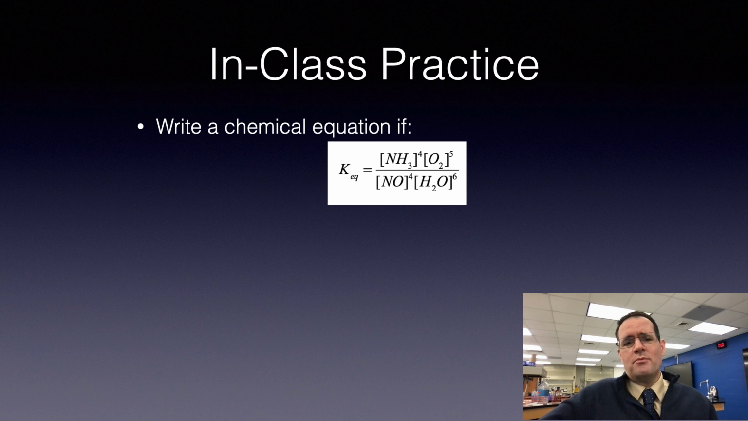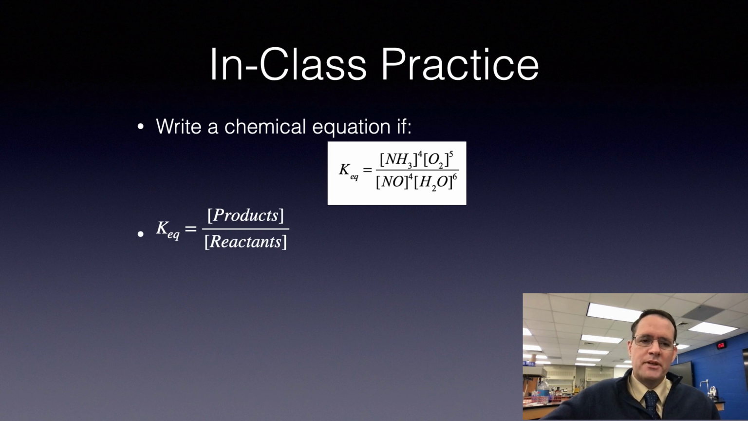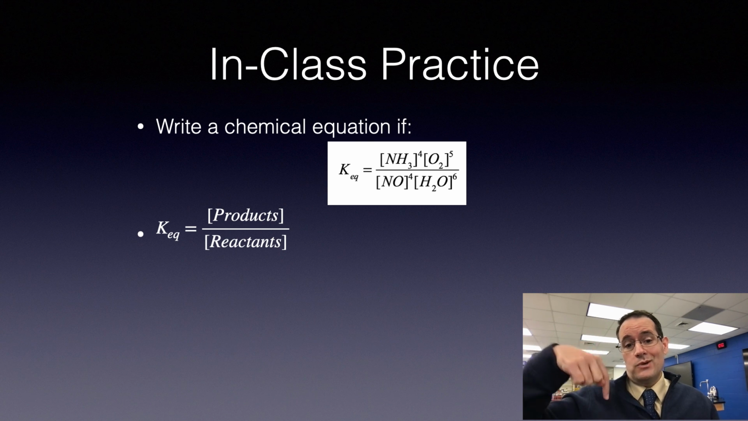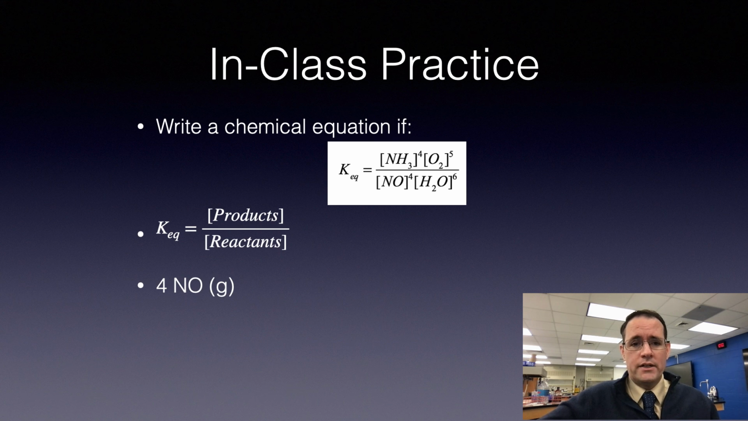What if we have a problem like this? We're given the equilibrium expression, but then we're asked to write an actual chemical equation or chemical equilibrium that describes the reaction. Well, here we just work backwards. So remember again, the equilibrium expression is products over reactants, okay? So the reactants, what you start with, is in the bottom of this fraction. So we start with 4 NOs, and I'm just going to assume everything's a gas here.